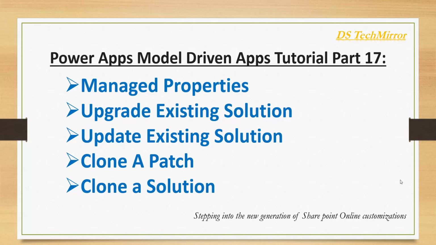Just a quick recap: in my last video, that is part 16, I covered how you can move your solution from one environment to another. That means how you can move your solution from your development environment to testing environment, or from testing environment to the production environment. And when I say moving your solution from one environment to another environment, that means all the components present in your solution. It could be your model driven app, your Canvas app, or Power Automate Flow, or different components of model driven app as well as Canvas app.